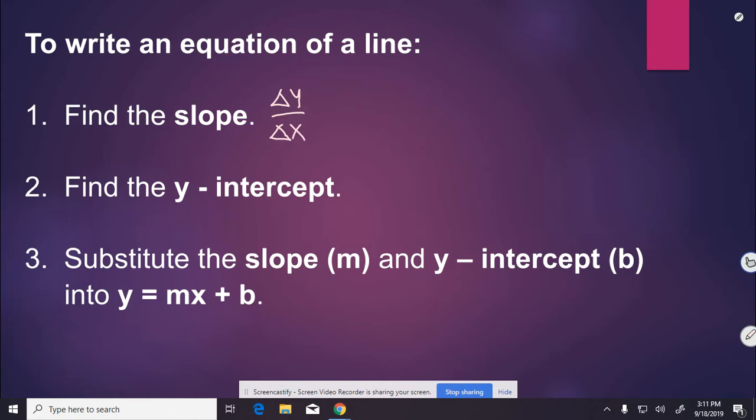Number 2, find the y-intercept. Again, remember the y-intercept is simply where the graph crosses the y-axis. And then third, substitute the slope, which is letter m, and the y-intercept, letter b, into y equals mx plus b. Now, keep in mind, you could also see it written as y equals b minus mx if the slope is negative. It could be written either way, though. All right, let's see what we got.